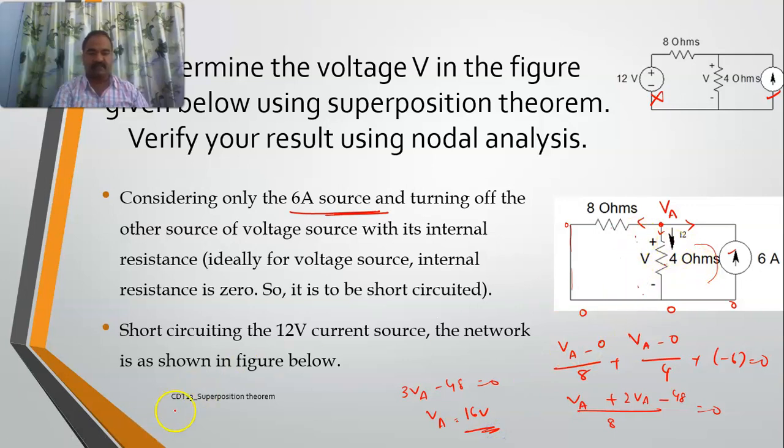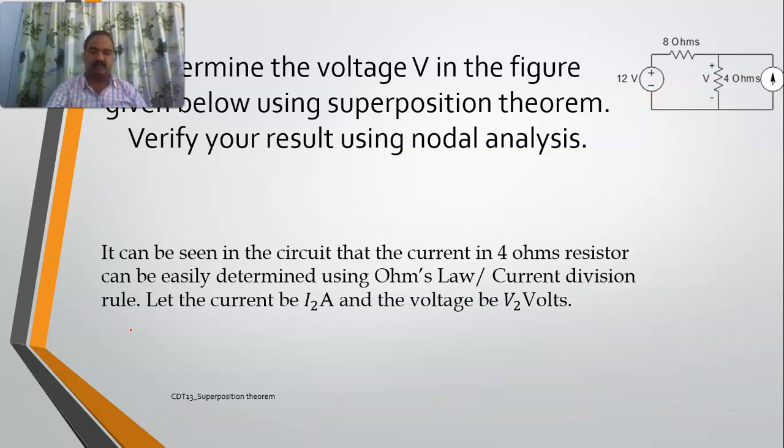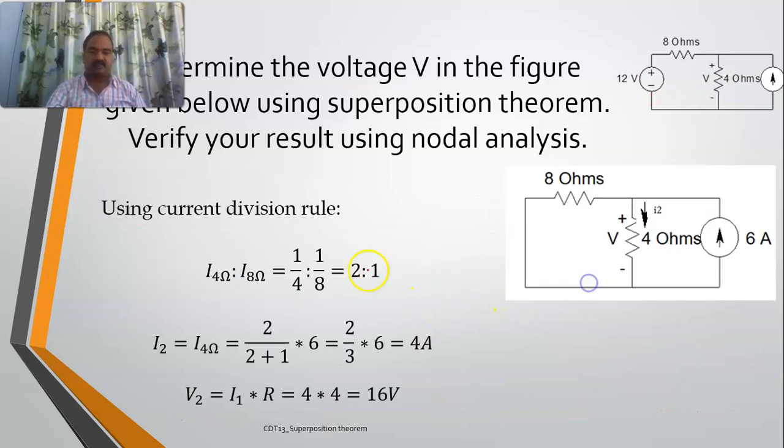This V, capital V, only the second source is acting. So I'll take it as V2. It is VA minus 0. So what will I be getting? 16 minus 0, it is 16 volts. Or otherwise you can go with the current division rule. See here I have applied the current division rule.